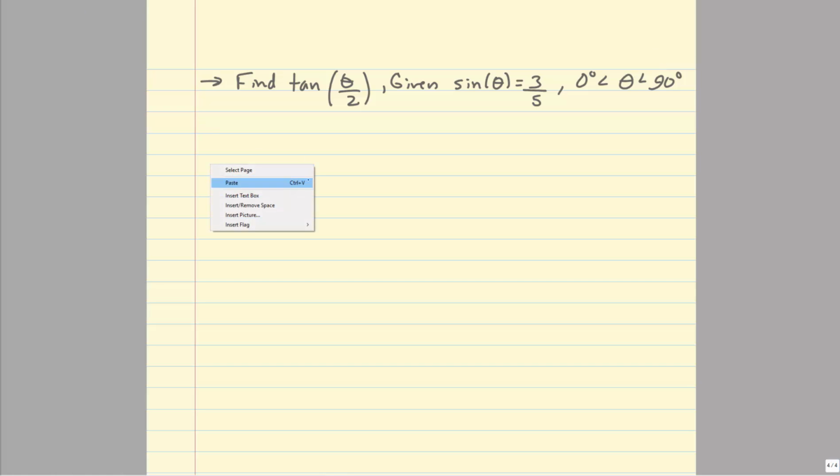Let's go ahead and switch to a different type of problem. For this one, let's find the exact value of the tangent of theta over 2, given sine of theta equals 3/5, and that we are between 0 degrees and 90 degrees. So I'm in quadrant 1, basically, is what that information means. Okay, so if I'm going to find tangent and I'm given sine, let's see what our options are here.